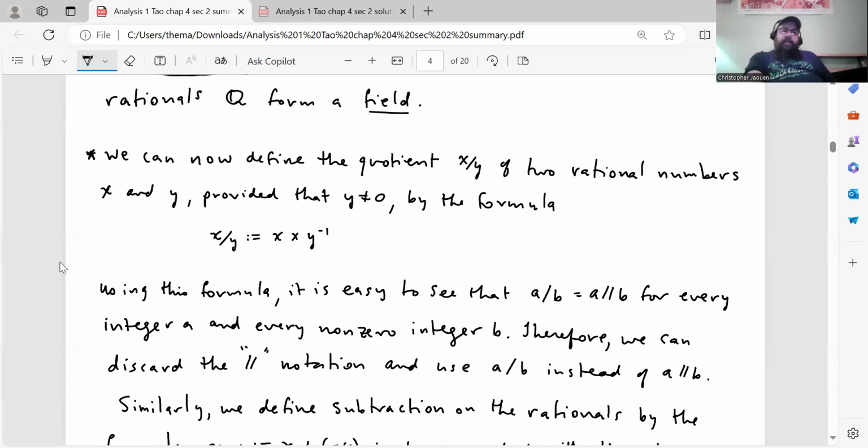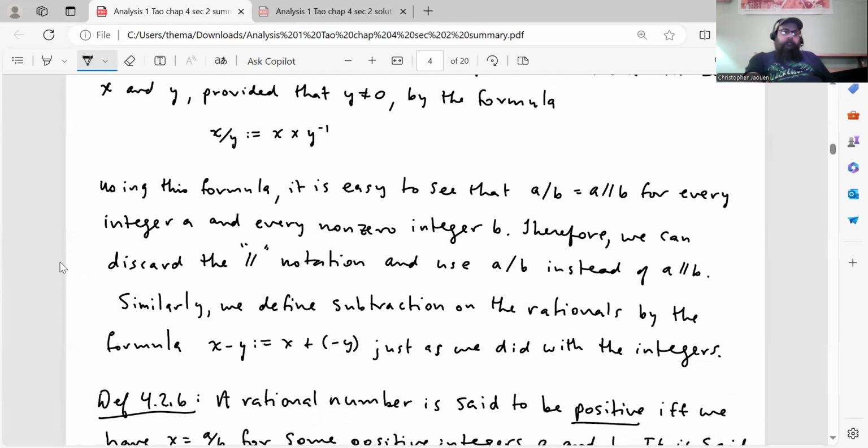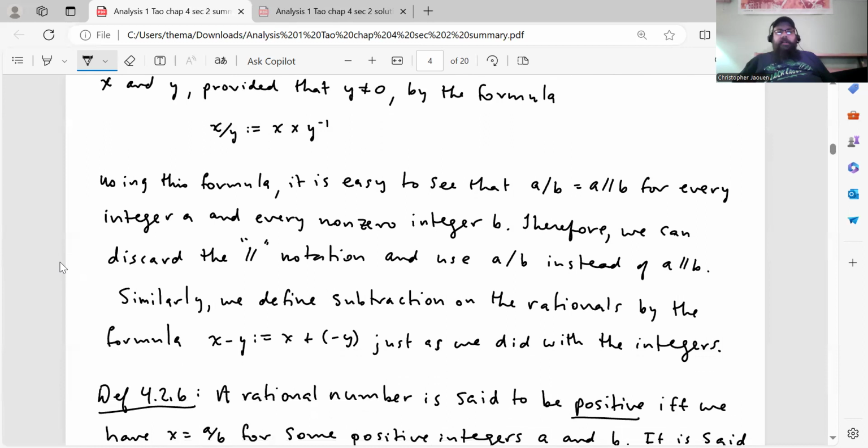Anyway, we can now define the quotient x divided by y of two rational numbers x and y, provided that y is not zero, by the formula: x over y is defined to be x times the reciprocal of y. All right, using this formula, it's easy to see that a over b is equal to a//b for every integer a and every non-zero integer b. Therefore, thank God we can discard the slash notation because it's really annoying to say, and use a divided by b instead of a//b.